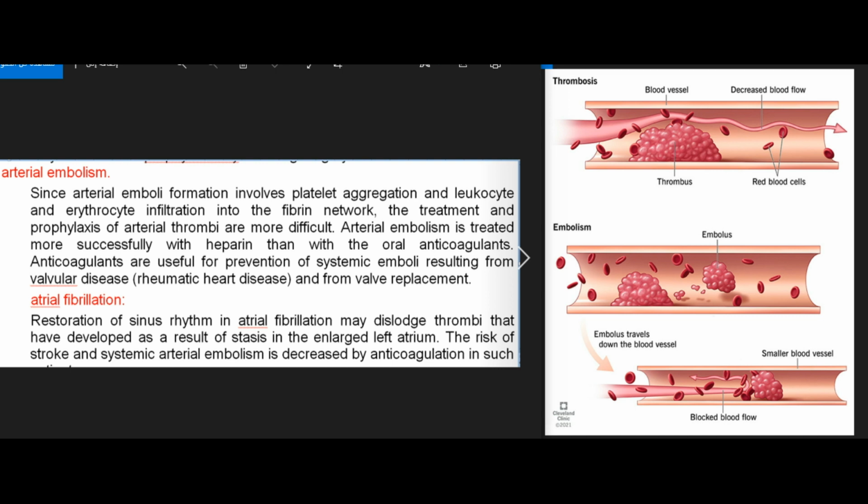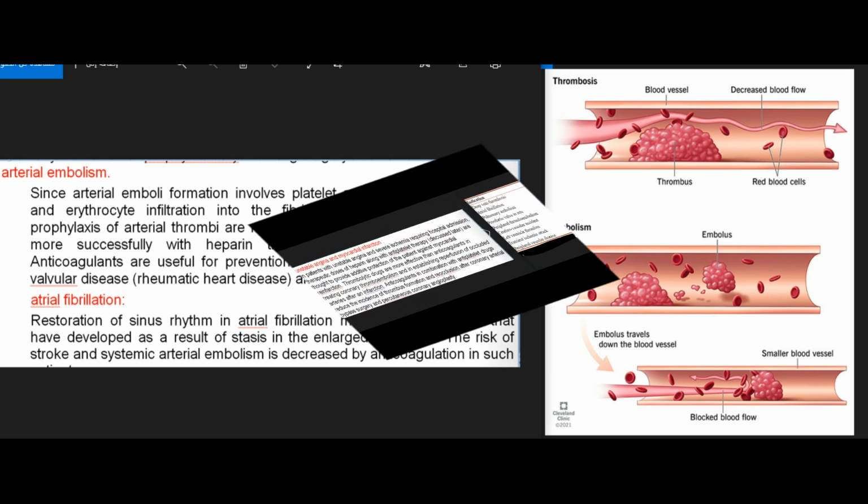Atrial fibrillation. Restoration of sinus rhythm in atrial fibrillation may dislodge thrombi that have developed as a result of stasis in the enlarged left atrium. The risk of stroke and systemic arterial embolism is decreased by anticoagulation in such patients.